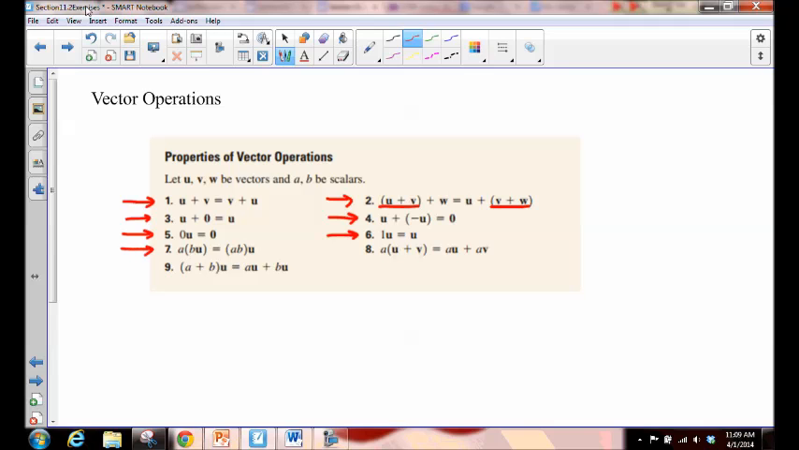Property 7 tells us that multiplication by scalars is associative. So we could multiply the vector by b, that would give us a new vector, and then we could multiply it by a, or we could just multiply those two scalars together and multiply them by the vector once. And finally, 8 and 9 tell us that multiplication by scalars distributes.